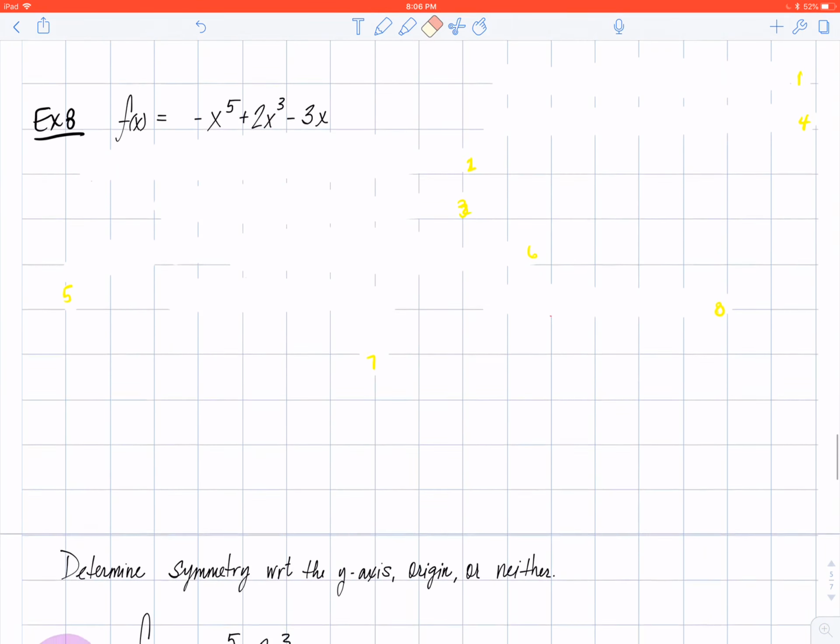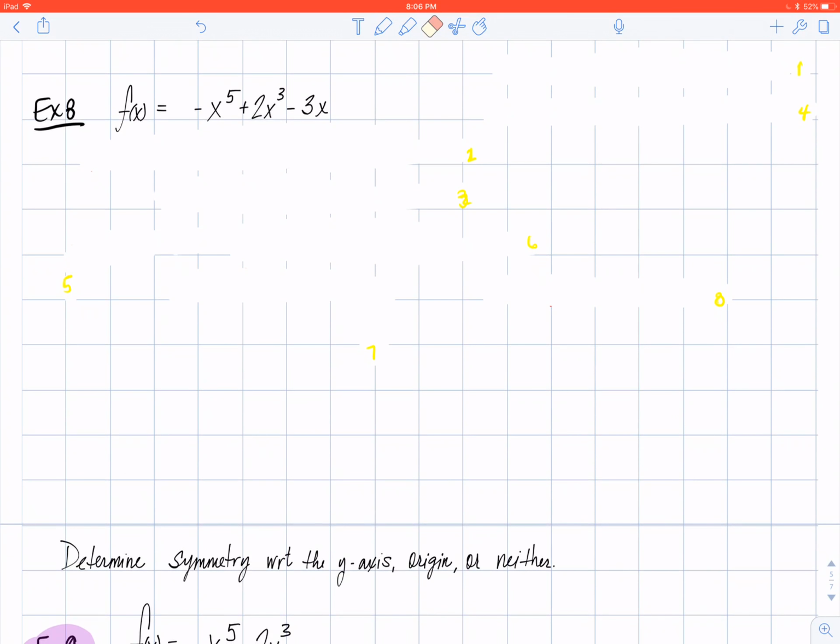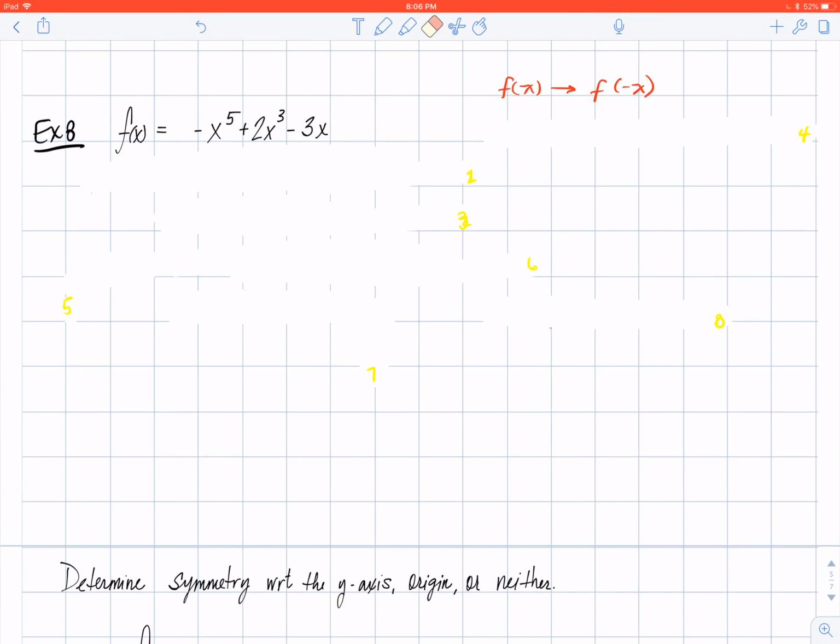So the first one that I'd like to look at is example number 8. The test that we will run first is going to be looking at the original equation which has been given to us, and we want to compare that to f of negative x. So what we're going to do is plug in a negative x for every single x that we see. So this x is going to be replaced with a negative x. This x is going to be replaced with a negative x. And this x will also be replaced with a negative x. So what will that look like?